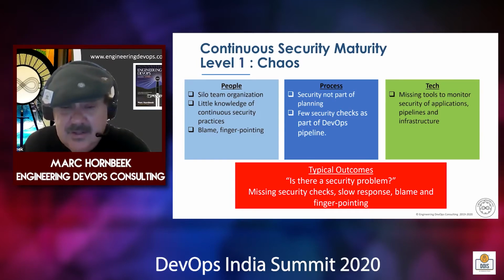So the general idea is, hey, is there a security problem? You don't even know, really, because you don't have the ways to monitor it or determine that. And security problems tend to be a surprise. You're missing security checks. Responses to problems tend to be very slow because you don't have the data to analyze readily. And there's a lot of blame and finger pointing. So that's what level 1 looks like.